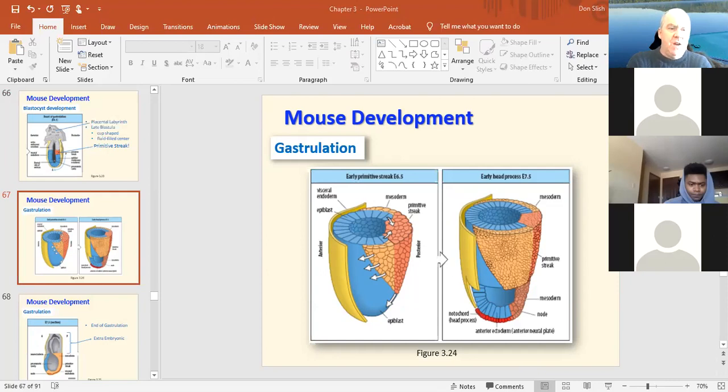Okay, so once you've gotten to the end of gastrulation, we're into neurulation. So this node is going to do the same thing as we saw in chick. It's going to reverse direction. So it comes down, forming the primitive streak, the node forms, and then it goes back up to neurulate.